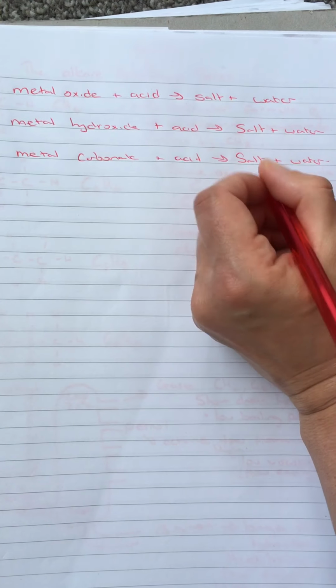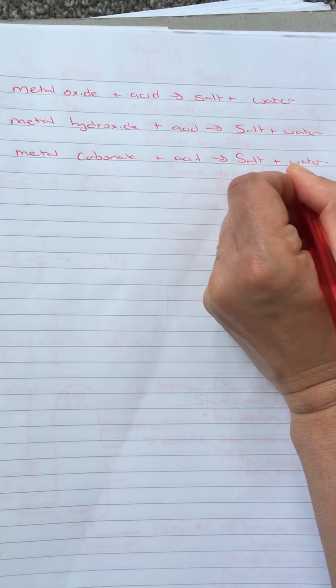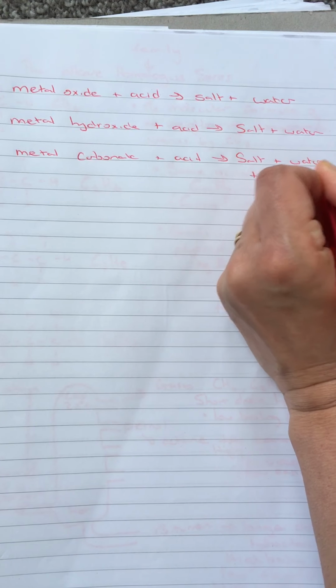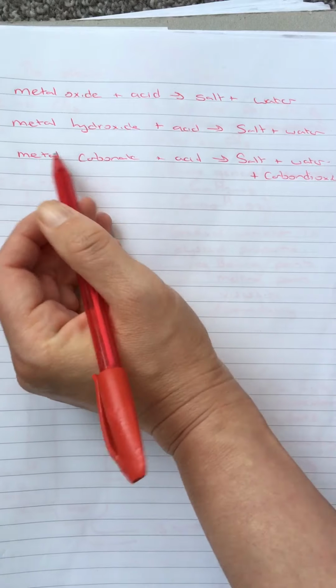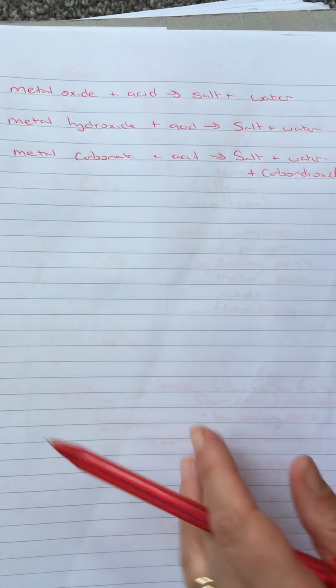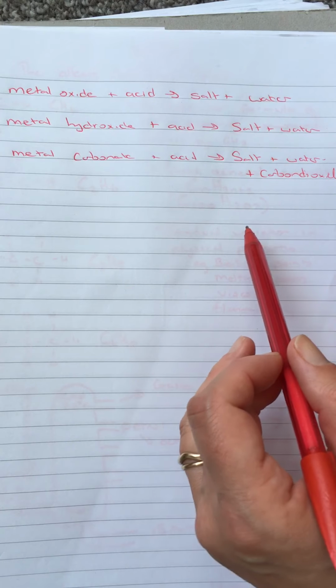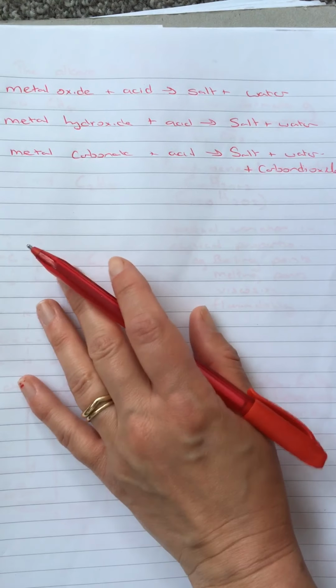Okay, so we're going to do some examples now. Oh, forgot that one, plus carbon dioxide in that case. Carbon dioxide. Okay, that actually last one, adding a metal carbonate to acid is a test for the carbonate ion, and if it produces carbon dioxide, you know that you've got a carbonate ion. To test to see if it was carbon dioxide, you'd use lime water.